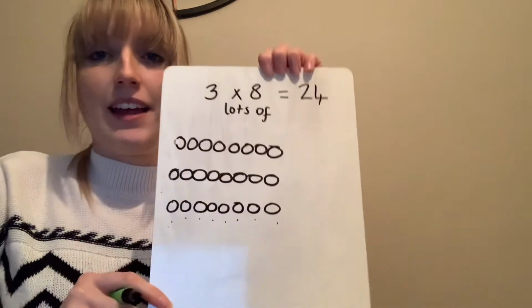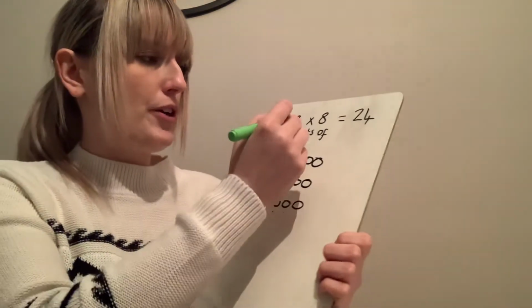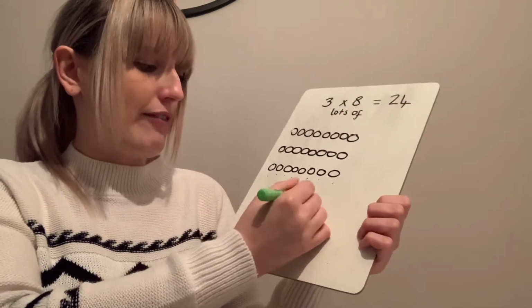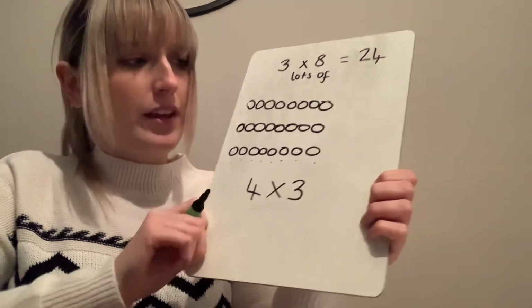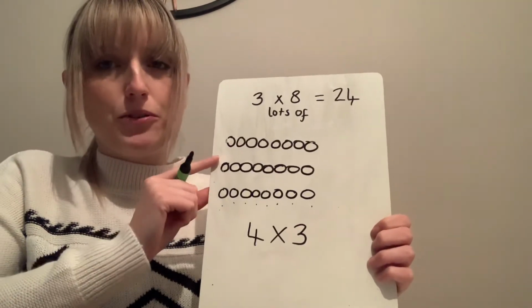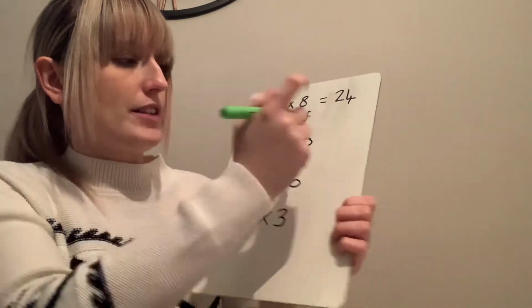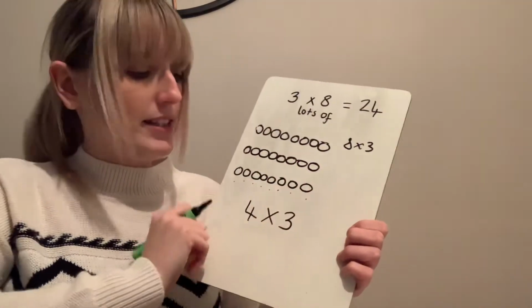Now, we're not going to circle that because it's not 12, but let's think our other question was 4 lots of 3. So if I write 4 lots of 3. Now, when we're multiplying, just like I've shown you with my board, you can switch your question around. So you could do 3 lots of 8 or 8 lots of 3, and it'd give you the same answer.